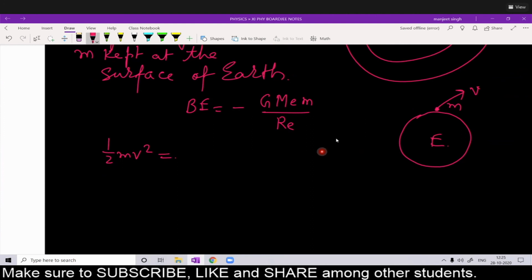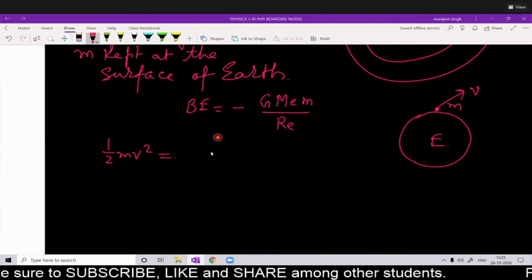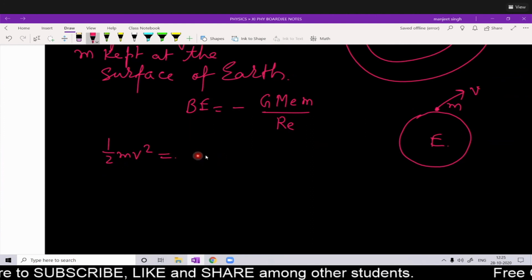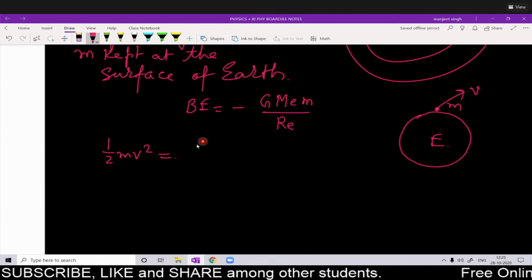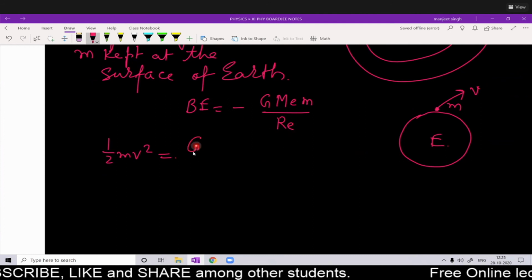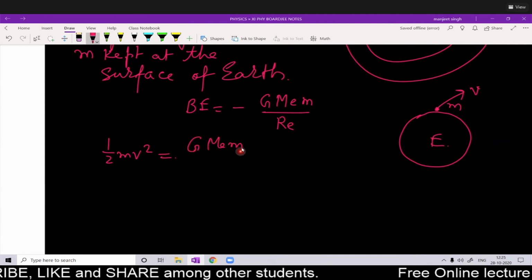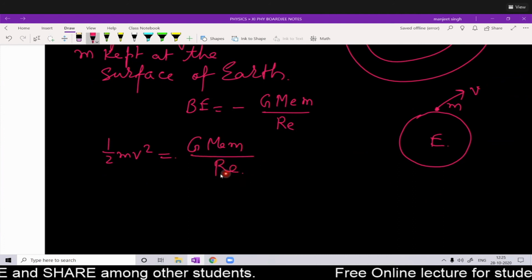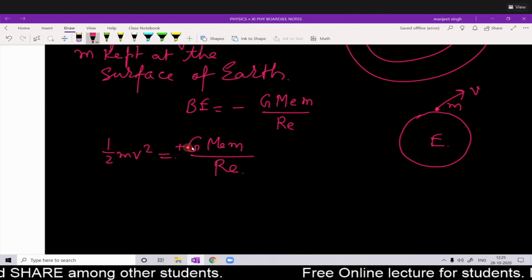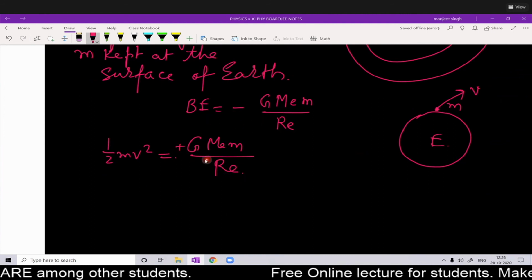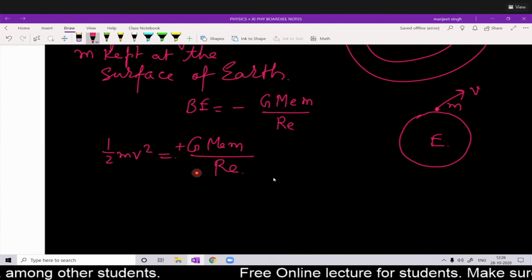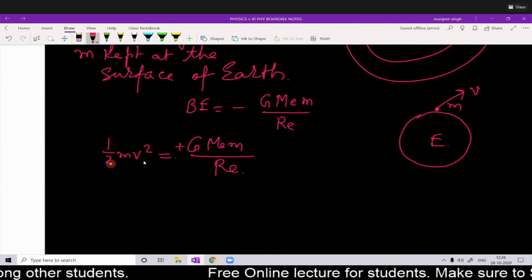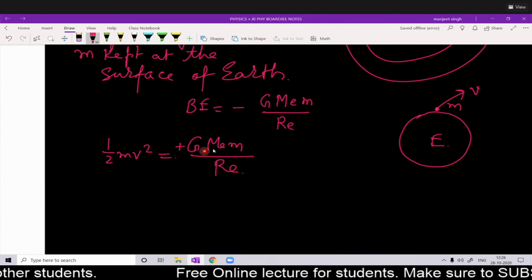And what amount of energy do we have to give? G M_E m upon R_E amount of energy we have to give. Positive. Binding energy is negative, attractive. So we have to go outside the surface of Earth, so we have to give the kinetic energy in the form of plus G M_E m upon R_E.